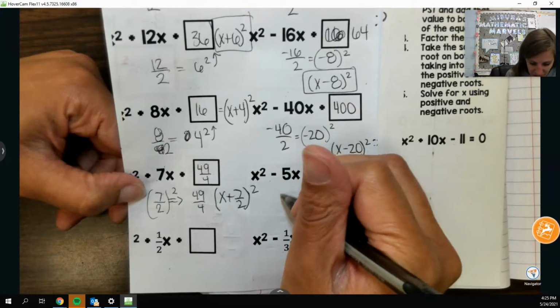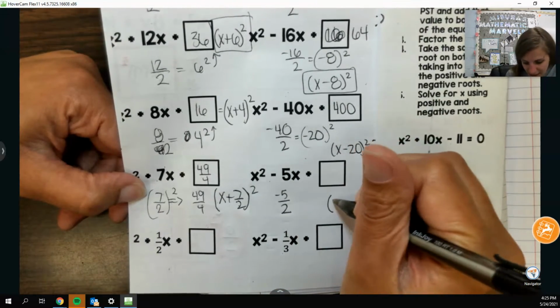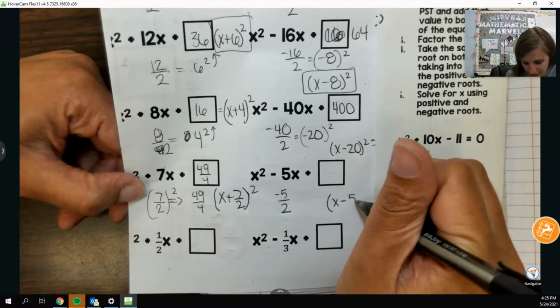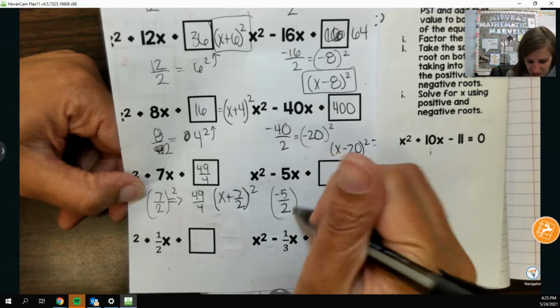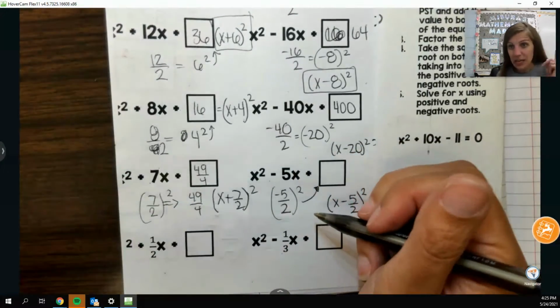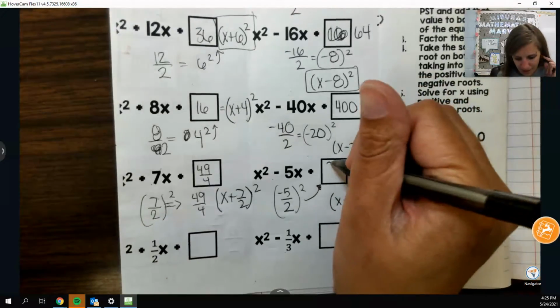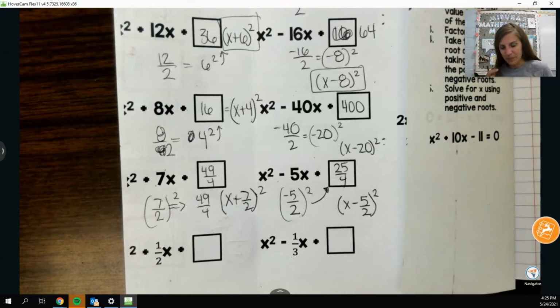Same thing here too. When I take negative 5 in half, I kind of can't. But if I think about factored form, I could write it right now. It's x minus 5 squared. Then I have to square it to get that magic missing C value, which when I square it, it will definitely be positive. And then 25 over 4, because we just square the top, square the bottom.